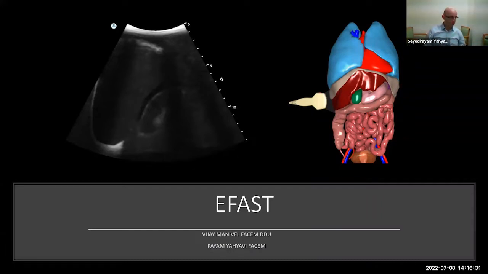Just as a disclaimer, the images and the slideshows that I'm using are actually put together by Dr. Vijay Manival, the emergency physician at Nepean Hospital and DDU holder of the emergency unit.